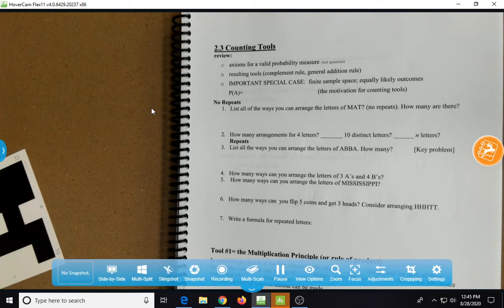All right, now suppose that it was A, B, C, D. How many ways could I arrange A, B, C, D by similar reasoning? 4 times 3 times 2 times 1, which is 4 factorial, or 24.